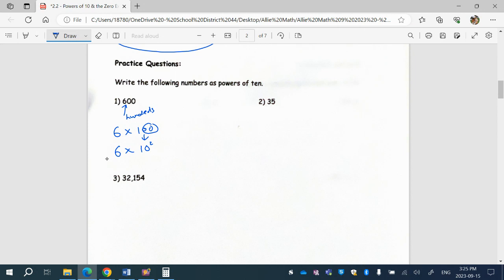Next, let's look at this one. We have a 3 in the tens spot. We have a 5 in the ones spot. So we actually have 3 times 10 plus 5 times 1. So we could show that as 3 times 10 to the power of 1 plus 5 times 10 to the power of 0.